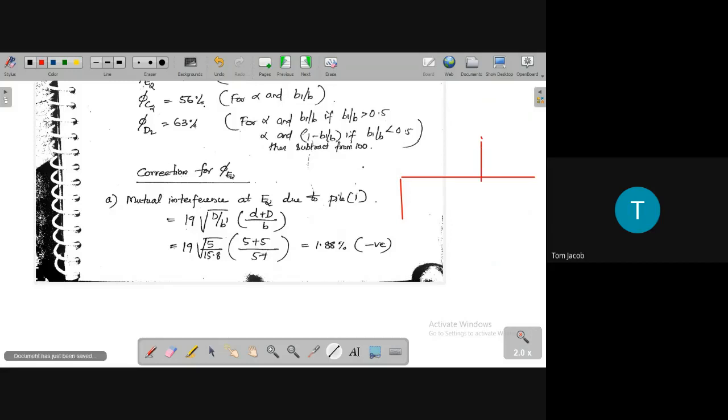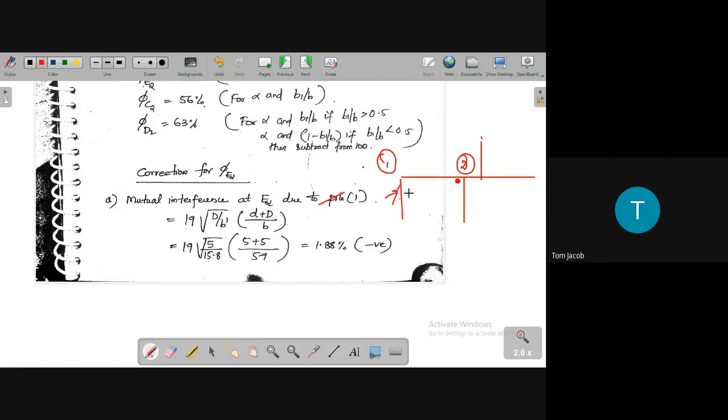The structure is a pile, and this is a second pile. So this is the first pile, second pile. First we have capital D, and the height of the interfering pile. Here, first we are finding the mutual interference at E2. E2 is here, due to pile 1. That is interference at this point due to pile 1. So this is pile 1.